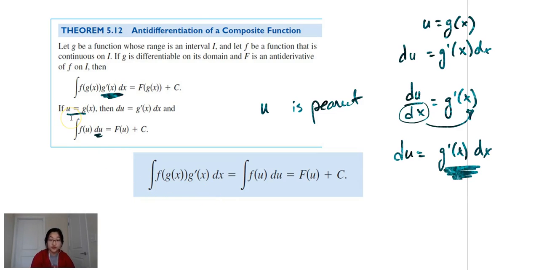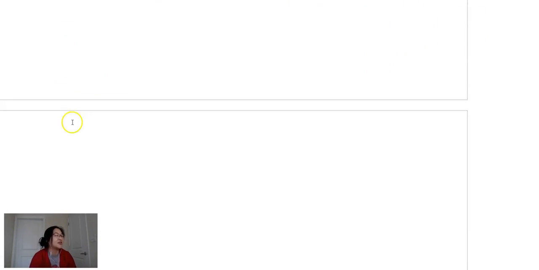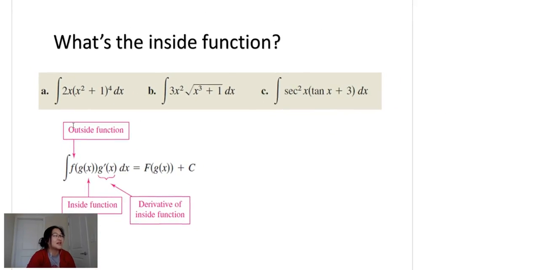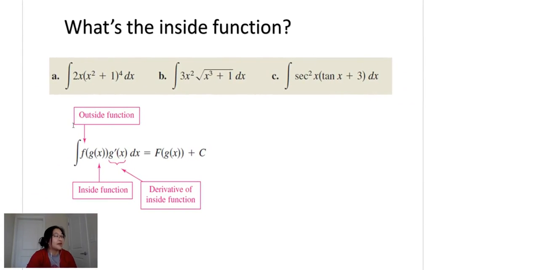Typically we use u for our substitutions, so we call this u substitution, but you don't have to use u. That is just a convention. That is what I'm probably going to use, but if you want to use a different variable, you can. Okay. So, what is the inside function? What's the peanut for a? For a, what's the peanut? What's the inside function?